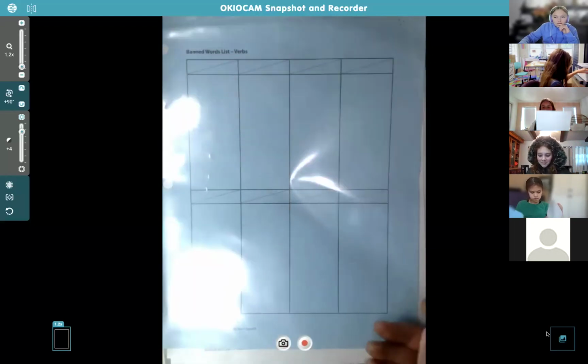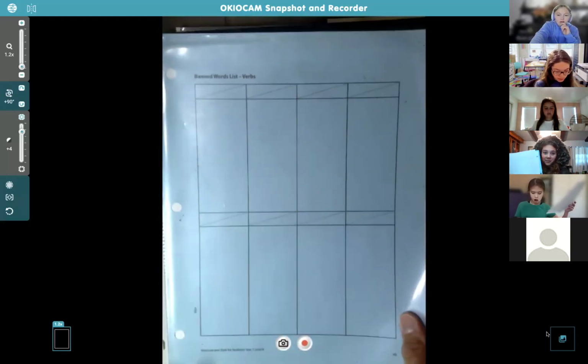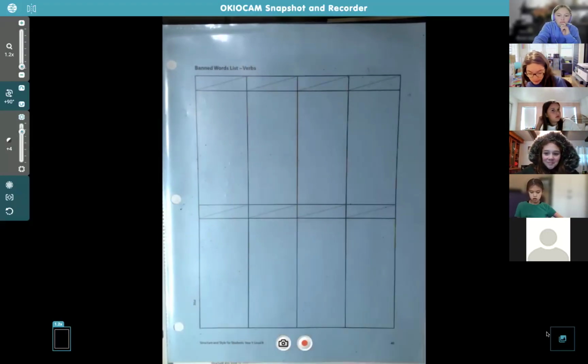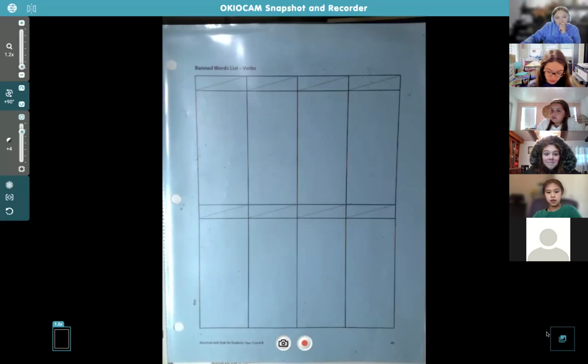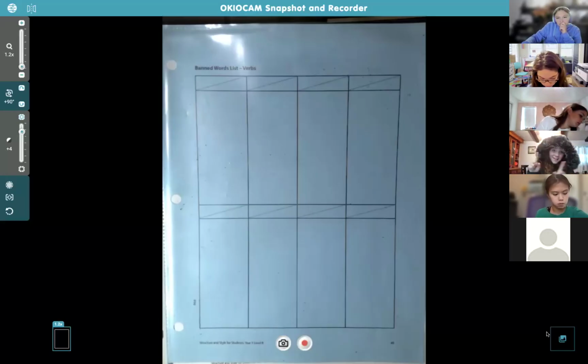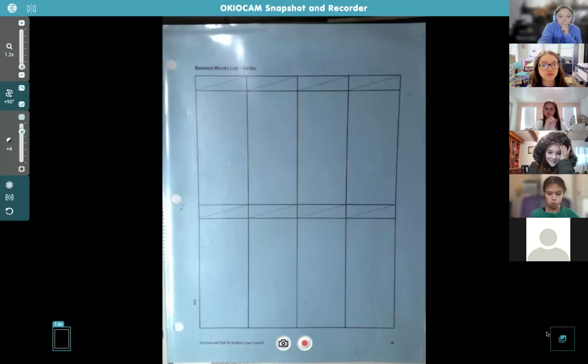So banned words means these words that we're going to put in these boxes above are words that you're not allowed to use. And not because they're bad words, but because they're overused words, okay? They're words that can be boring. And this is a challenge for you. Now we have these banned words. That means you can't use them anymore in my class. That's going to challenge you to come up with a better word to use.